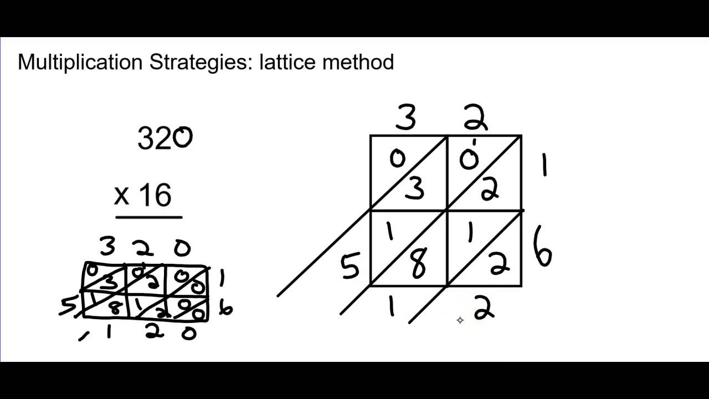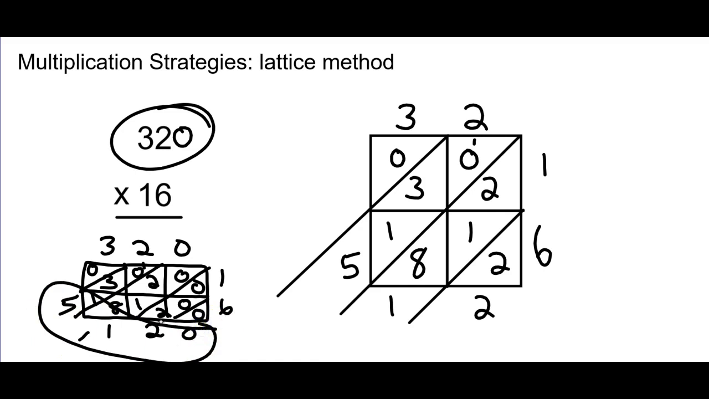You could talk to your students, if you showed them this, and say, how come this one is 5,120, this one's 512? What was different between the two? And we multiplied the top number by 10, so our answer here is going to be 10 times larger. All those things are good discussion points, but this is basically just to show you what the lattice method is for multiplication.